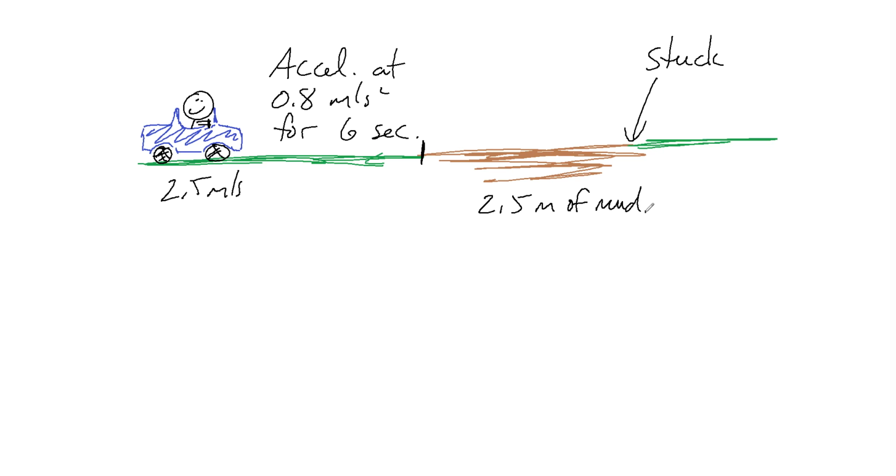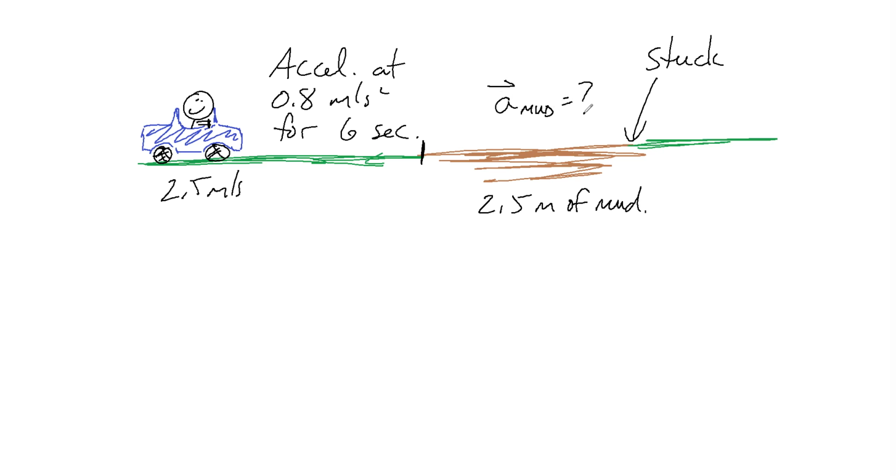Okay, so he's stepping on the gas. He's going along. He speeds up as best he can, and then he hits the mud, and he gets stuck at the very end. He makes it across the mud, but he sort of gets stuck at the end there. So I want to know what is the acceleration that the mud supplies in order to stop him.